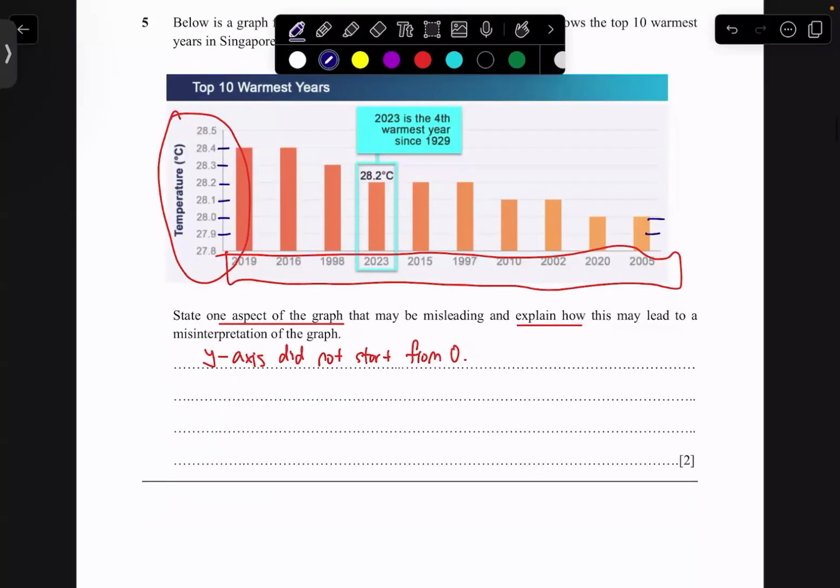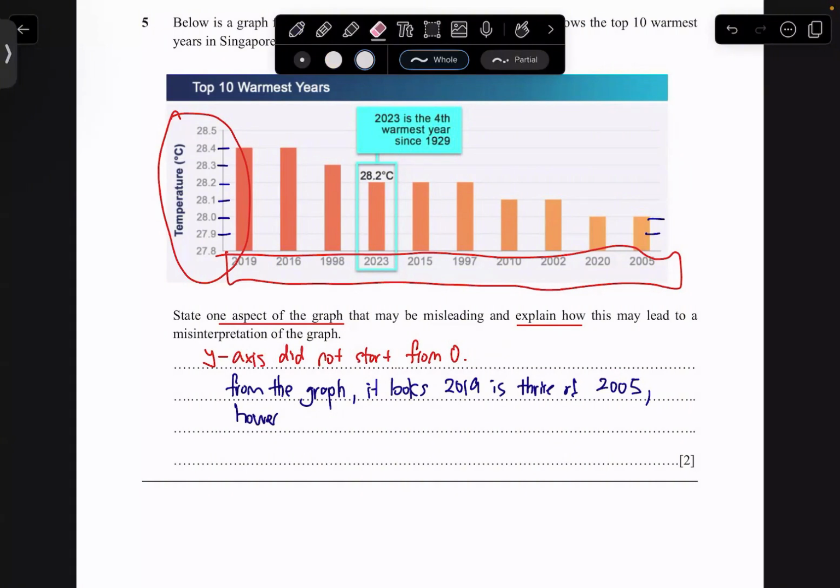So it looks like the warmest year, 2019, from the graph. We use data to prove it. From the graph, it looks like 2019 is twice of 2005. However, this is 28 degrees versus 28.4 degrees. The difference is only 0.4 Celsius.